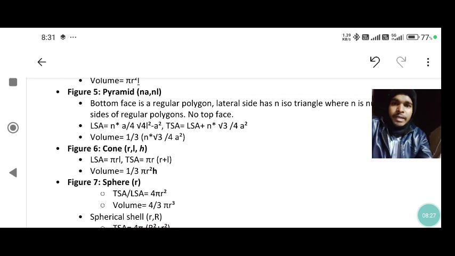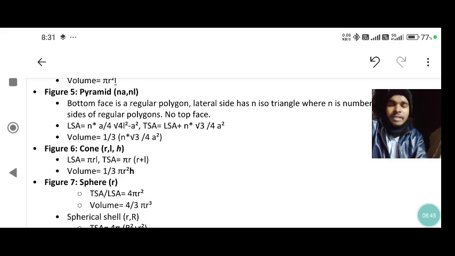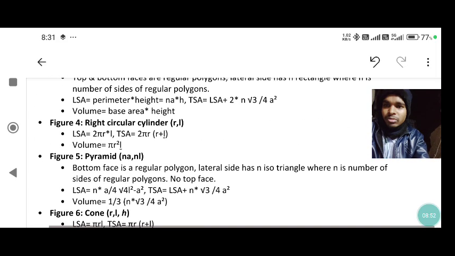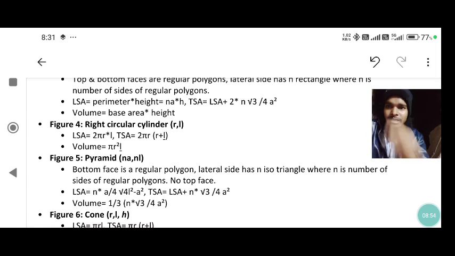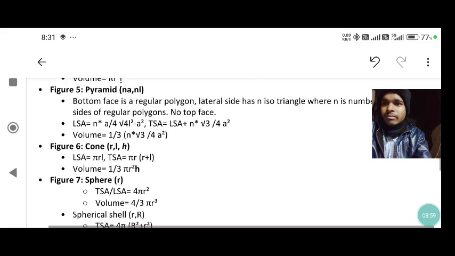Talking about a pyramid. What is a pyramid? A pyramid has a base that is a regular polygon, and it converges to a point above the base. The bottom face is a regular polygon. The lateral sides have n number of isosceles triangles. So the difference is only about the lateral side triangles, and the rest are all the same.